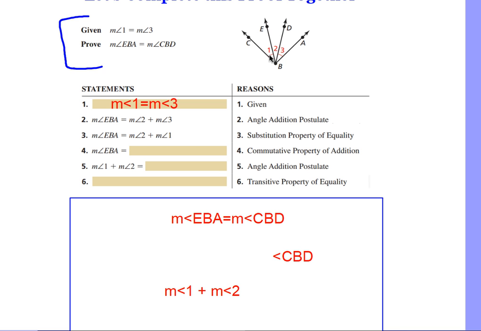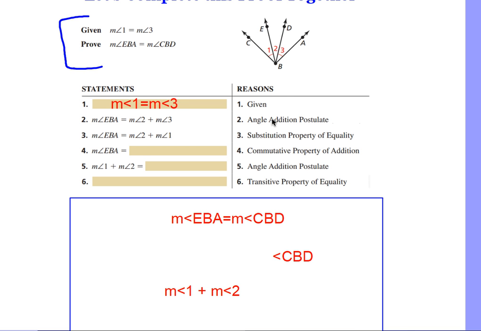So in this diagram, we know that angle 1 is equal to angle 3. So from that information, we have to deduce all the way down to realize that the measure of angle EBA is equal to the measure of angle CBD. All right, well, we already got one thing given to us, that by the angle addition postulate, angle 1 right here, is equal to angle 2 right here, and plus angle 3 right in here is equal to the big angle of EBA.